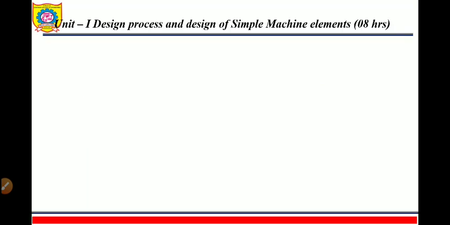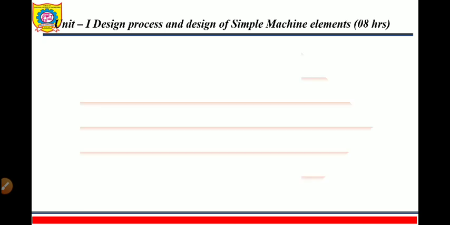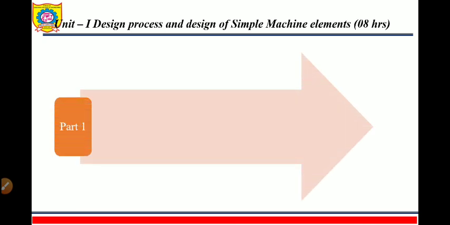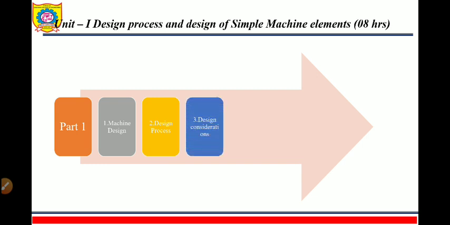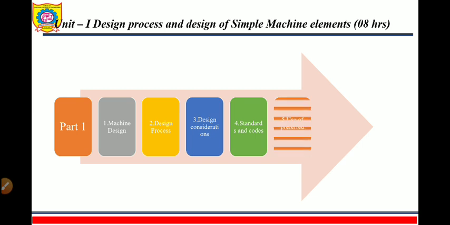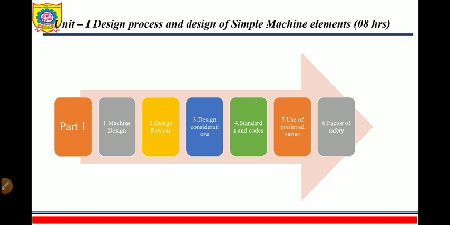Unit 1 can be divided into two parts. Part 1 is first, Machine Design, second, Design Process, third is Design Considerations, fourth, Standards and Codes, fifth, use of preferred series, sixth, factor of safety, and seventh, service factor.